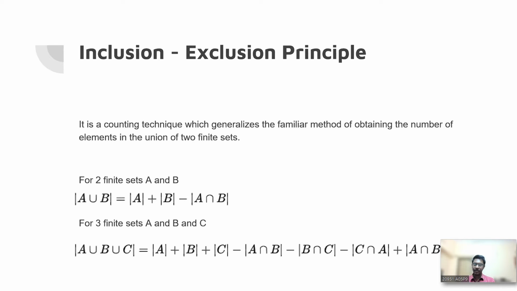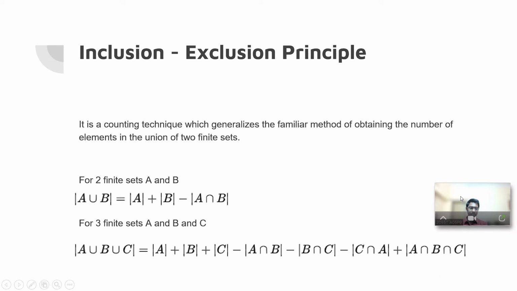For two finite sets A and B, the formula would be A union B equals A plus B minus A intersection B. And for three finite sets A, B and C, A union B union C equals A plus B plus C minus A intersection B minus B intersection C minus C intersection A plus A intersection B intersection C. This is nothing but the inclusion and exclusion principle and the formula.